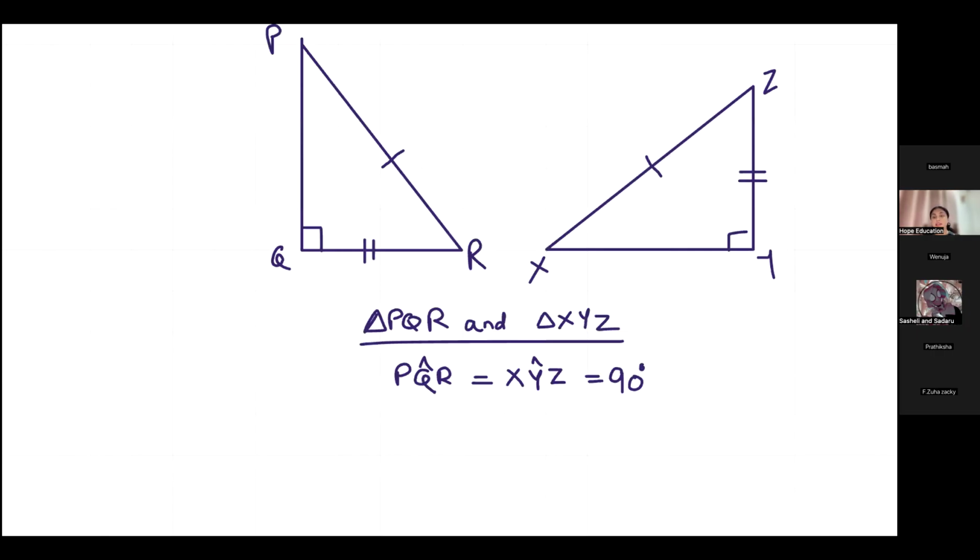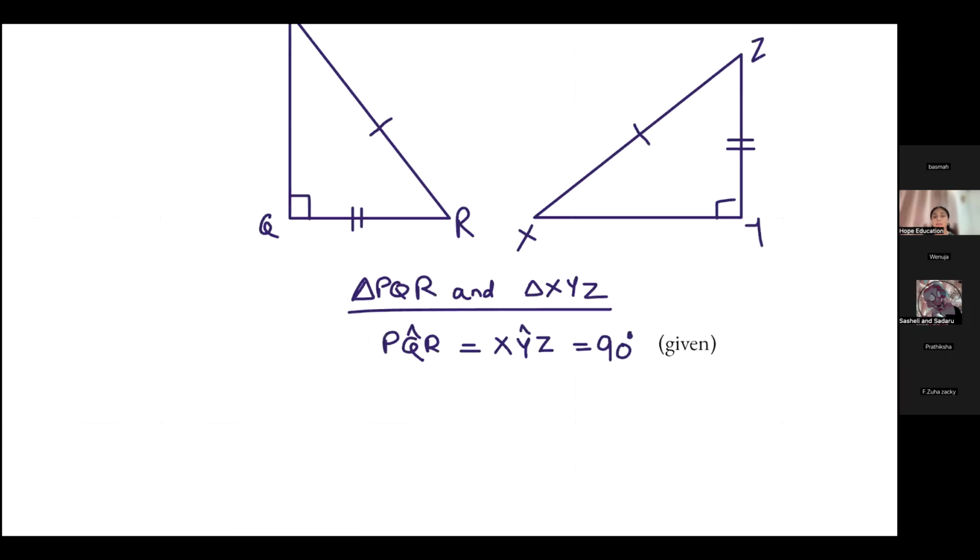What is the reason? It's given. In this particular case, it's given. Then let's write the hypotenuse. In triangle PQR, PR is the hypotenuse. In triangle XYZ, XZ is the hypotenuse. They are also equal because it's given. So I will write the reason as given.